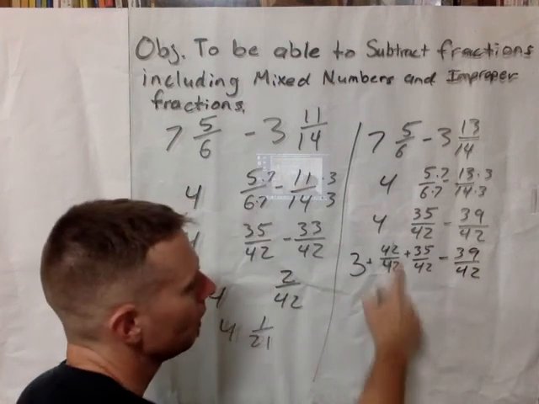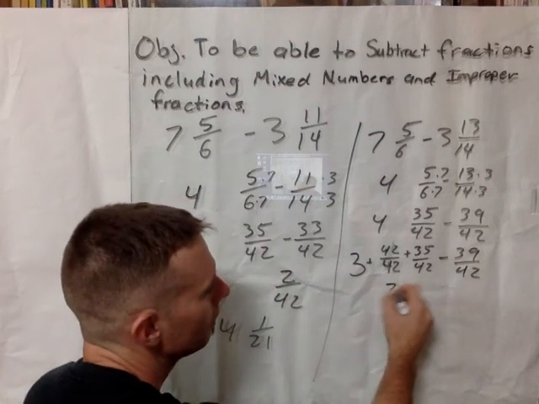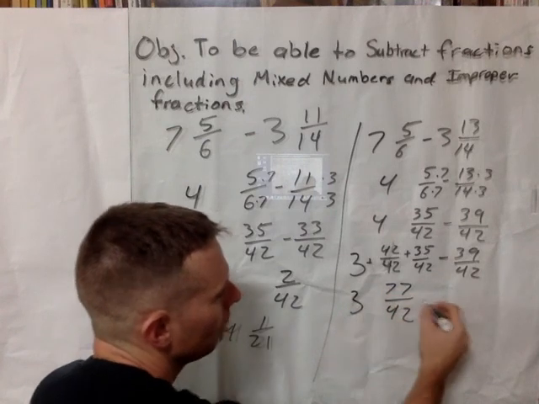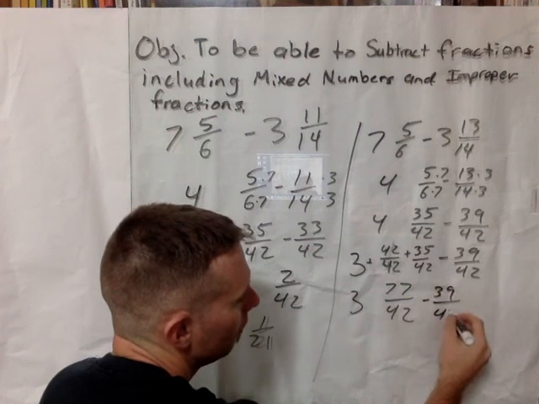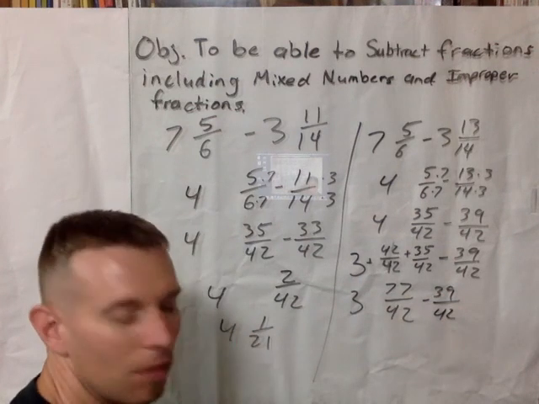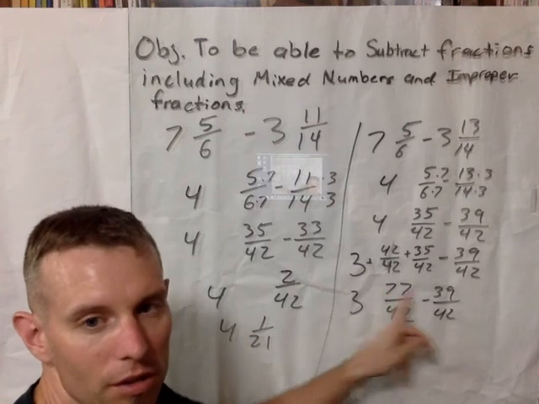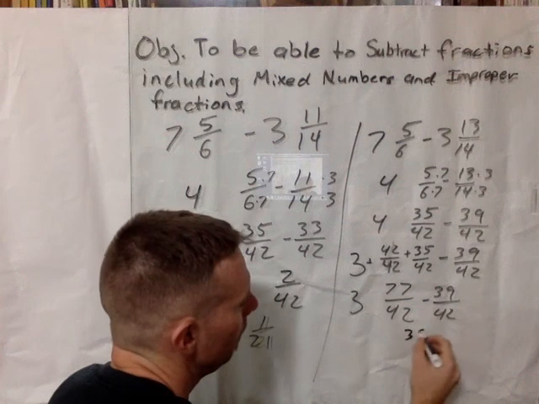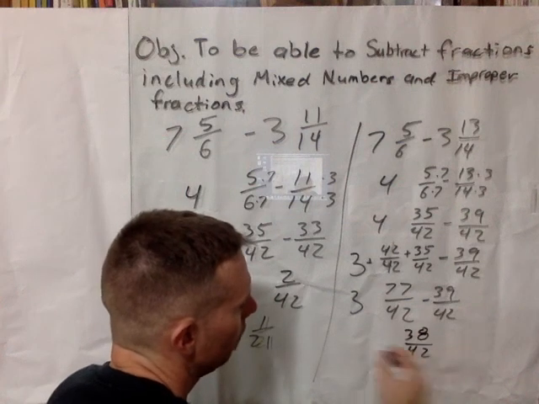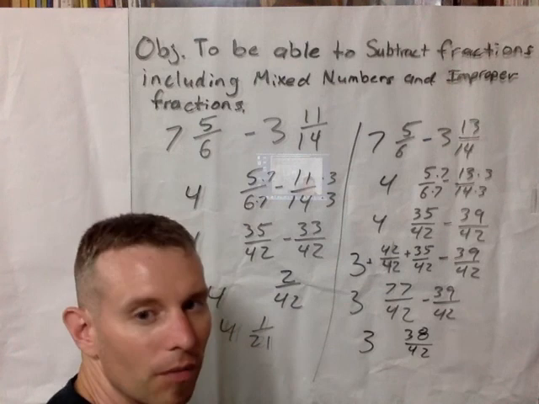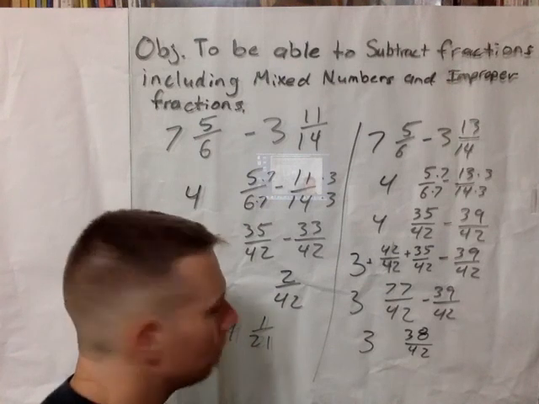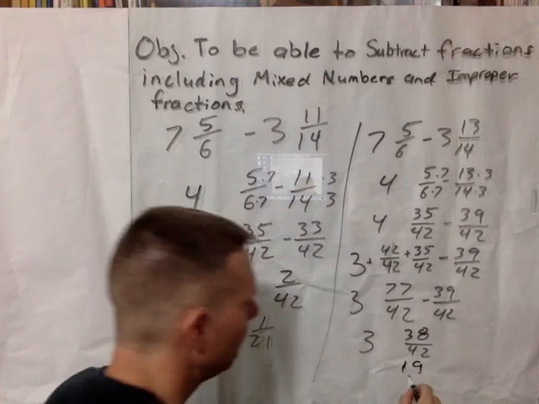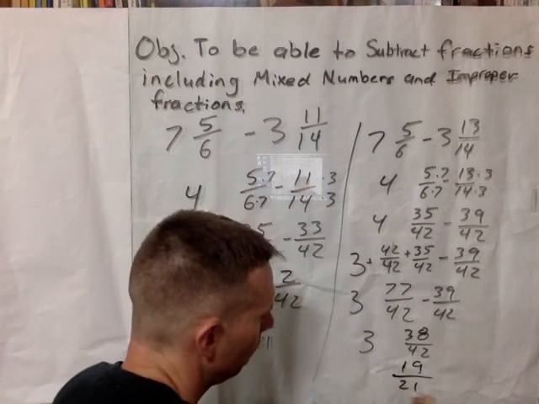So this 42 plus this 35 is 77 over 42 minus 39 over 42. Now that's a problem that we can do because this is now larger than this number. And if you do that, you'll end up with 38 over 42. Remember bringing the 3 down. And again, we just simplify that to be 19 over 21.